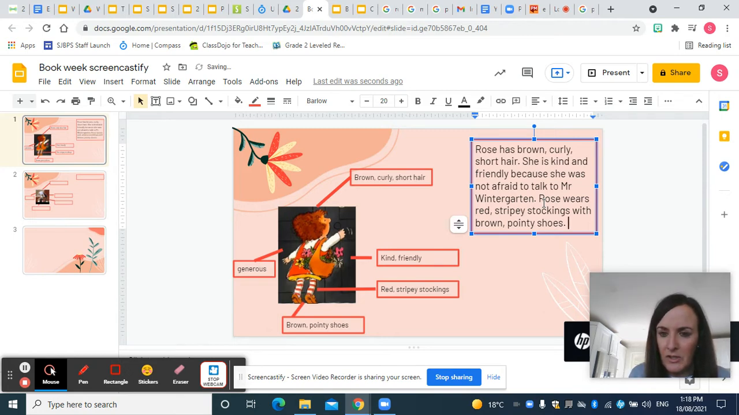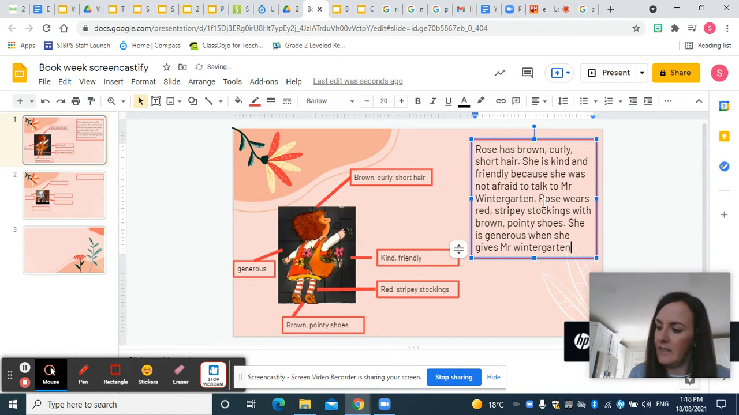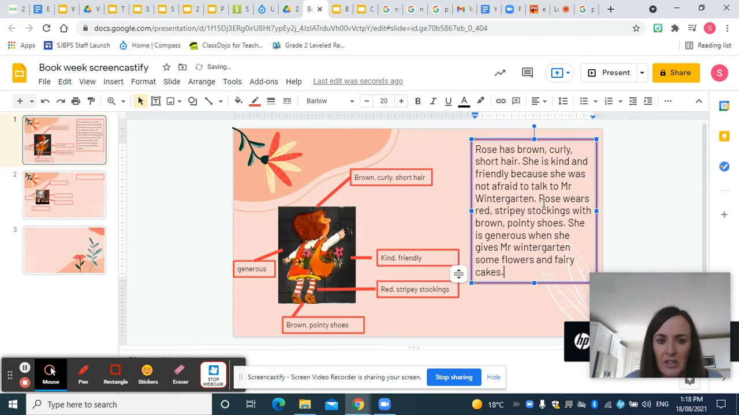And so I started with Rose, so I know I need to use the pronoun she this time. So I might write, she is generous when she gives Mr Wintergarten some flowers and fairy cakes. So there you can see, boys and girls, I've used those ideas, those adjectives to describe Rose, and I put them into full sentences.